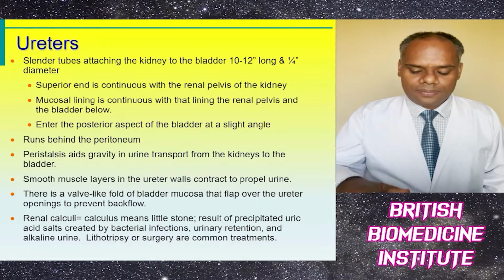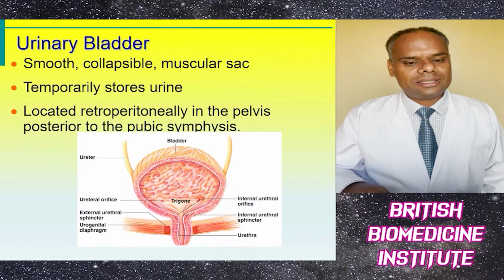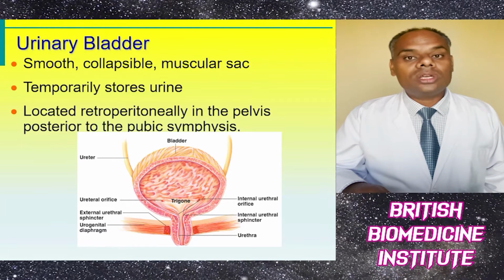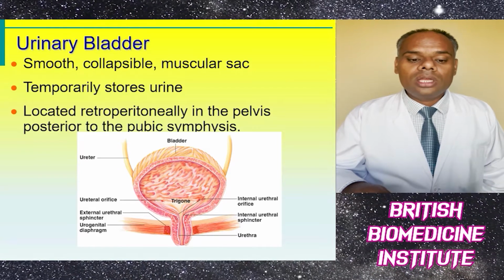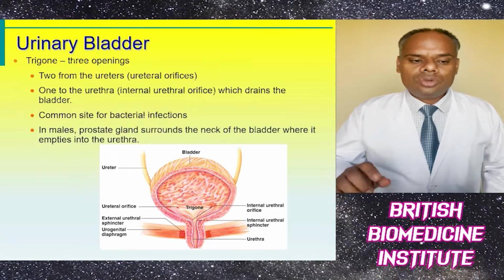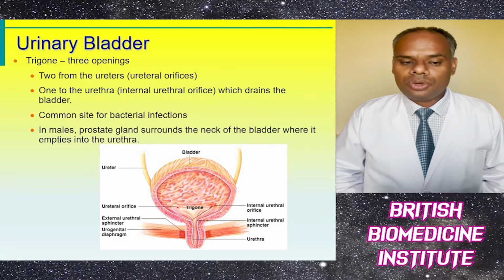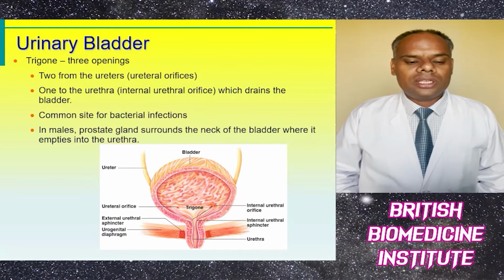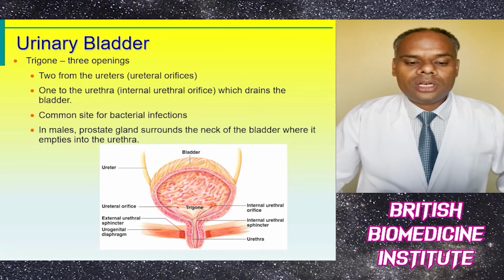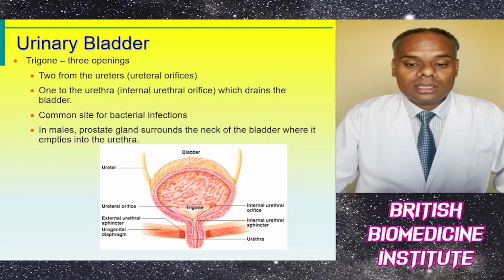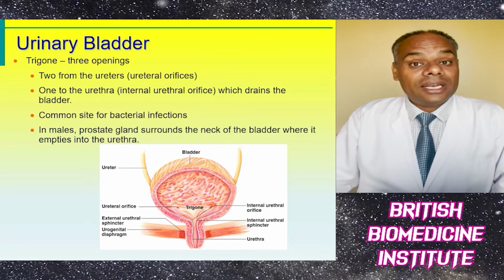are common treatments. Urinary bladder. It is a smooth, collapsible muscular sac. It temporarily stores urine. It is located retroperitoneally in the pelvis, posterior to the pubic symphysis. In the urinary bladder there are three openings. Two are from the ureters, we can say ureteral orifices. One is the urethra, or internal urethral orifice, which drains the bladder. These are common sites for bacterial infections.